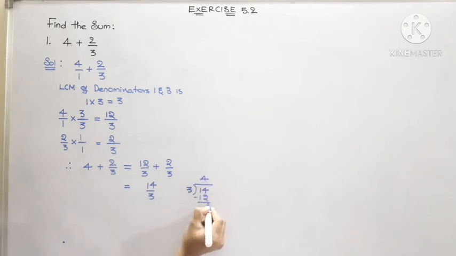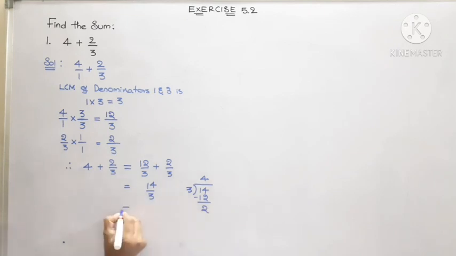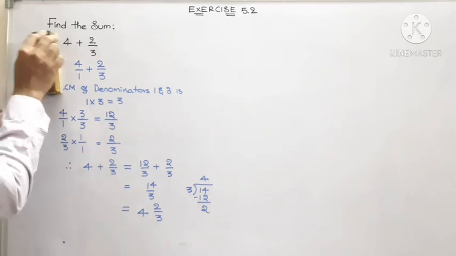Upon subtraction, you will get 2. So how can we write this? In a clockwise direction: 4, 2 by 3. 4 2 by 3 is the answer which we will get by adding these numbers. Okay. Now let us move to the second question, children.